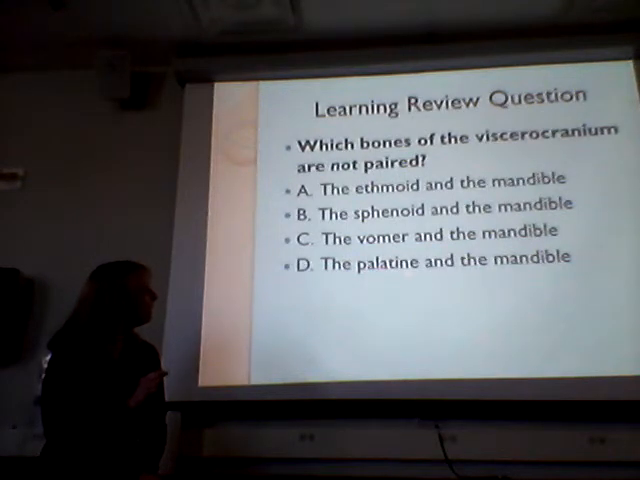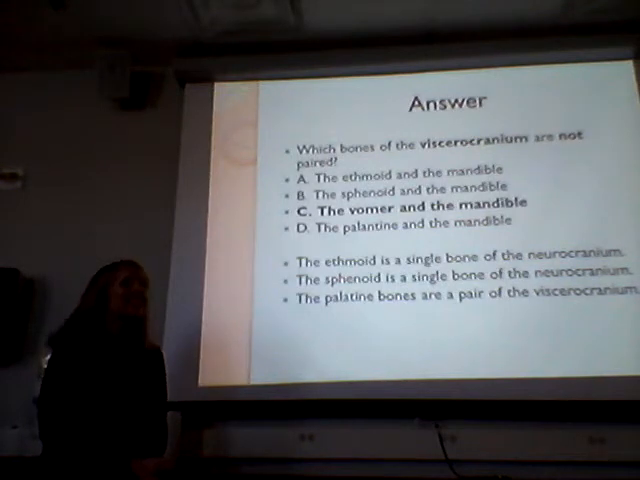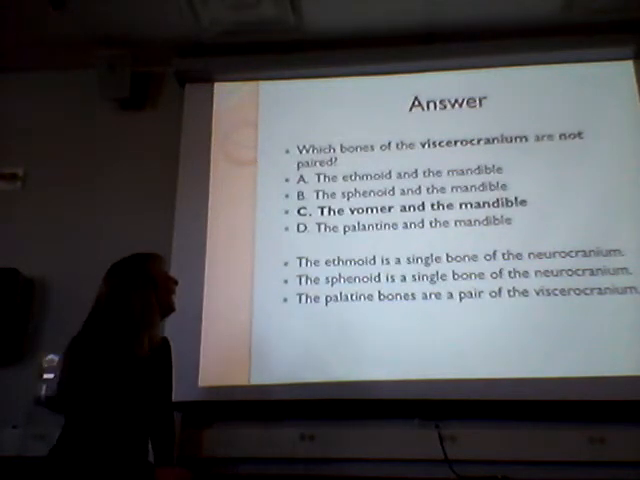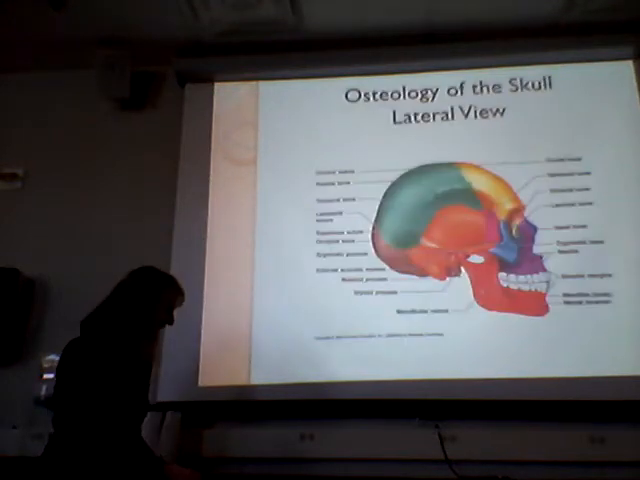D is the palatine bone and the mandible. So palatine, yes, it's part of the viscerocranium. But it's paired. Exactly. Very good. So, okay, next. And Dawn gets extra credit again. All right, so the vomer and the mandible. So that was good. Okay, and the next question.